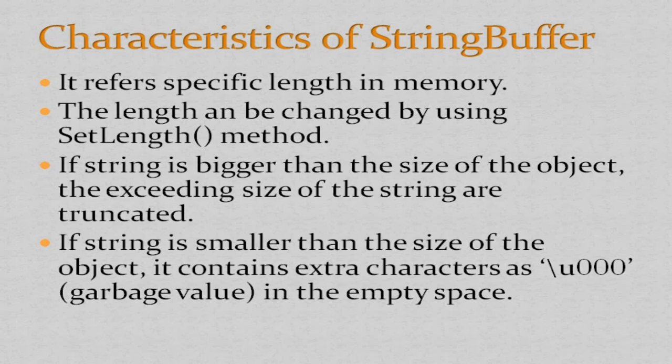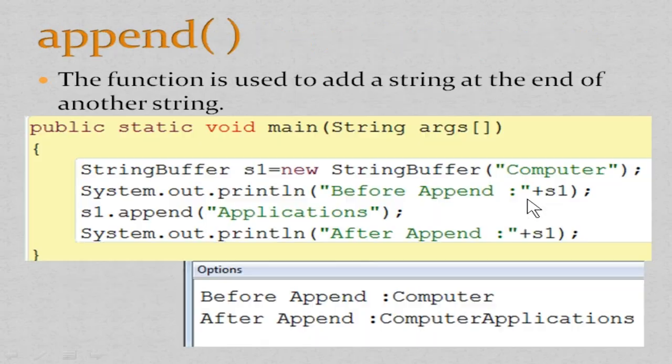If the string is smaller than the size of the object, it contains extra characters as \u0000. It is nothing but space. You can call it a garbage value. Okay, so space represented with \u0000 will be stored in there.